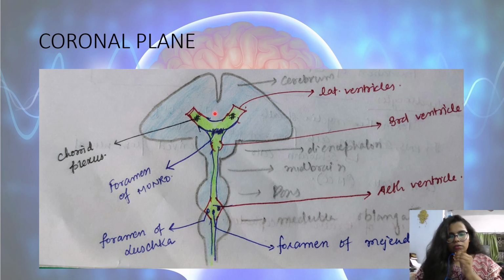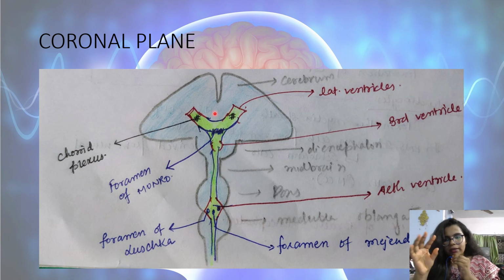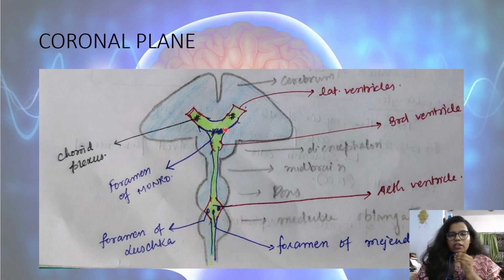Now we have the ventricles. We'll be learning about the ventricles in detail in other videos, but I just wanted to give an overview of the ventricles too, or else you won't be able to understand it properly. We have the two lateral ventricles present in the cerebrum, and then we have the third ventricle that's present in the thalamus, and we have another ventricle that's present in between the pons and the medulla oblongata.